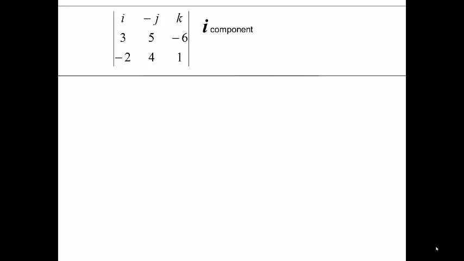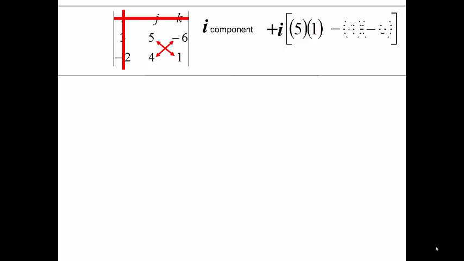To solve this, we first need to look at the i component. For the i component, we're going to cross out the row and the column that are in line with i. Then, in this case, we'll multiply the 5 times the 1 and subtract from it the negative 6 times the 4. That will give us the i component for the cross product, which in this case is 29i.